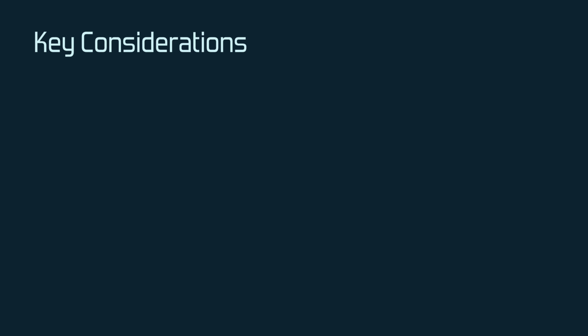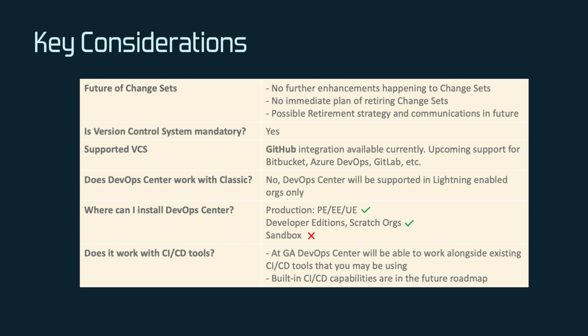Here are a few things to consider about DevOps Center. It offers a robust framework for managing your changes compared to today's change sets process. And using a version control system is mandatory with DevOps Center. At the moment, only GitHub is supported, but support is coming up for systems like Bitbucket, Azure DevOps, GitLab, etc.